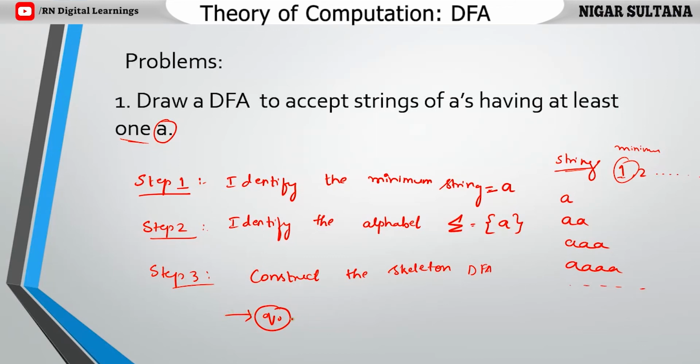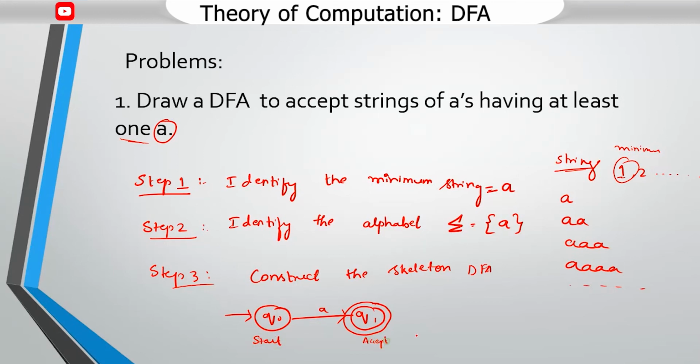Now I want at least A as input, so it has to move to some other state. This is our final state. So now this skeleton of DFA is accepting A. Yes. Start. This is being accepted. Okay. Next. Now we can see from Q0 there is an input, but from Q1 there is no input. So we want for each and every state there must be a single input.